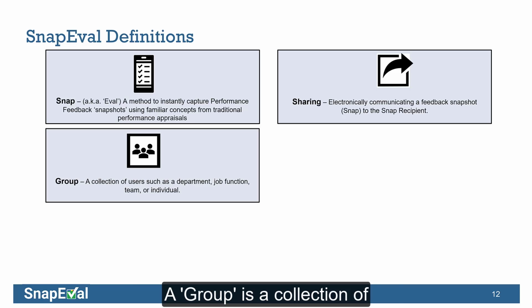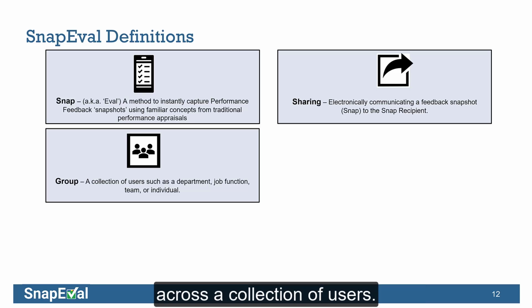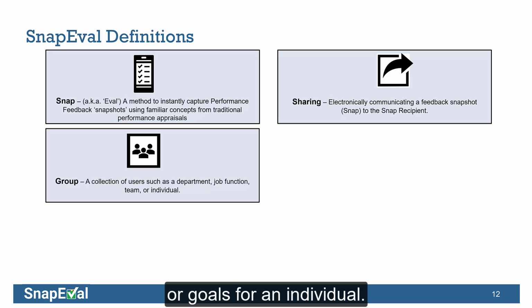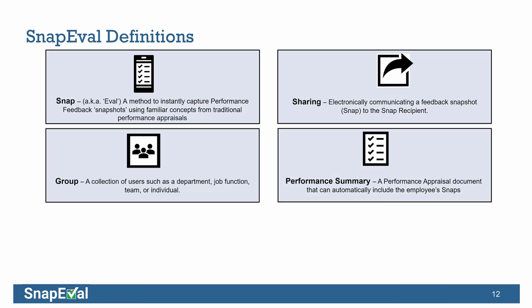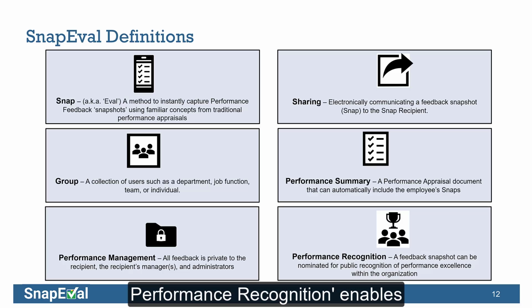A group is a collection of users such as a department, job function, team, or individual. Groups are used to report performance across a collection of users. Groups are also used to create specific goals that apply to members of the group, such as job competencies or goals for an individual. A performance summary is a performance appraisal document that can automatically include the employee's snaps. With performance management, all feedback is private to the recipient's managers and administrators. Performance recognition enables a snap to be nominated for public recognition of performance excellence within the organization.